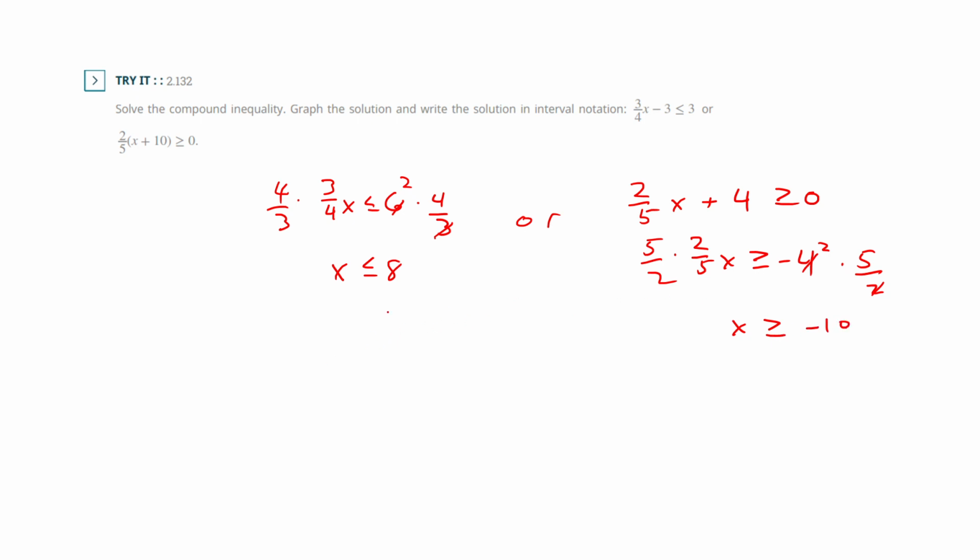Now look what happens here. I'm not going to draw my number line, but I'd be going down from 8 and up from negative 10. And because it's an or, I'm happy with either of those. Well, that's going to make negative infinity to infinity. It's going to make all real numbers.